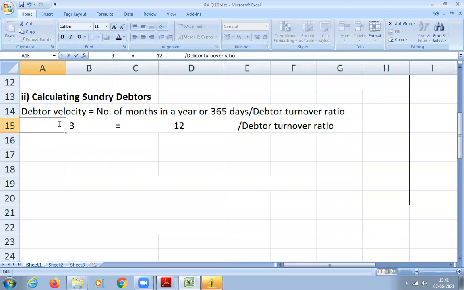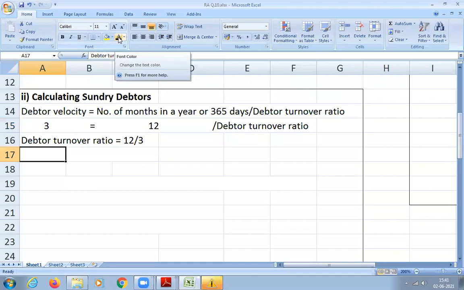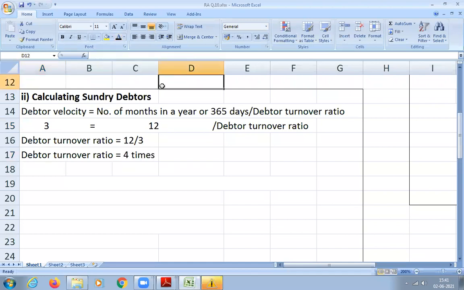Okay, so substitute now. We know velocity is 3 and the number of months in a year, everybody knows, we have learned from our nursery class, it is 12 months in a year. So 12 divided by DTR, which I don't know, write as it is. Now you cross multiply. That is DTR is equal to 12 divided by 3. 4, sir. So 4 times. It is 4 times.